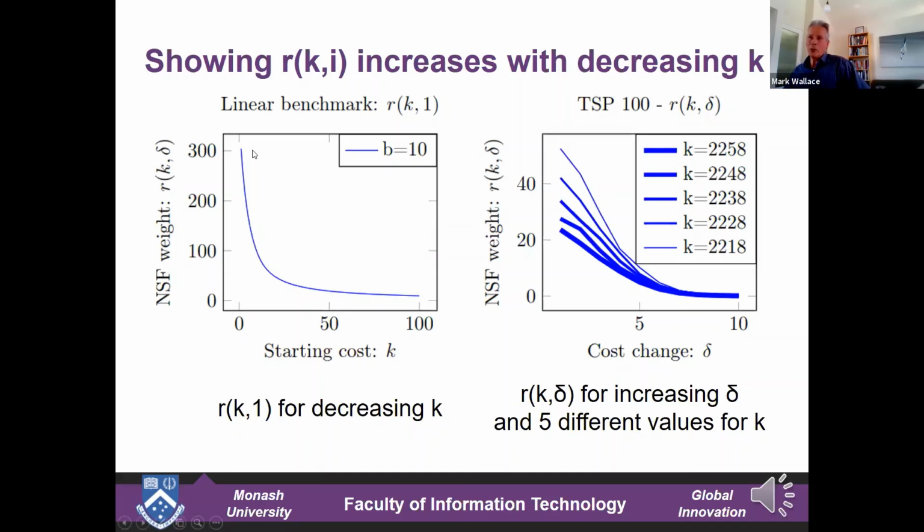So in the linear benchmark, we take RK1 and we take K starting from 0, where RK1 is very high, down to 100, where RK1 is very low. It's strictly decreasing. If we look at all the TSPs, so here we're looking at cost change. So the probability RK delta decreases with cost change, but we're starting K. This thin line is the one nearest the optimum, K equals 2218, and that has the highest value of RKI for each value of I than all the other lower values of K. So we've actually shown that in practice, this RK delta has the right behavior.